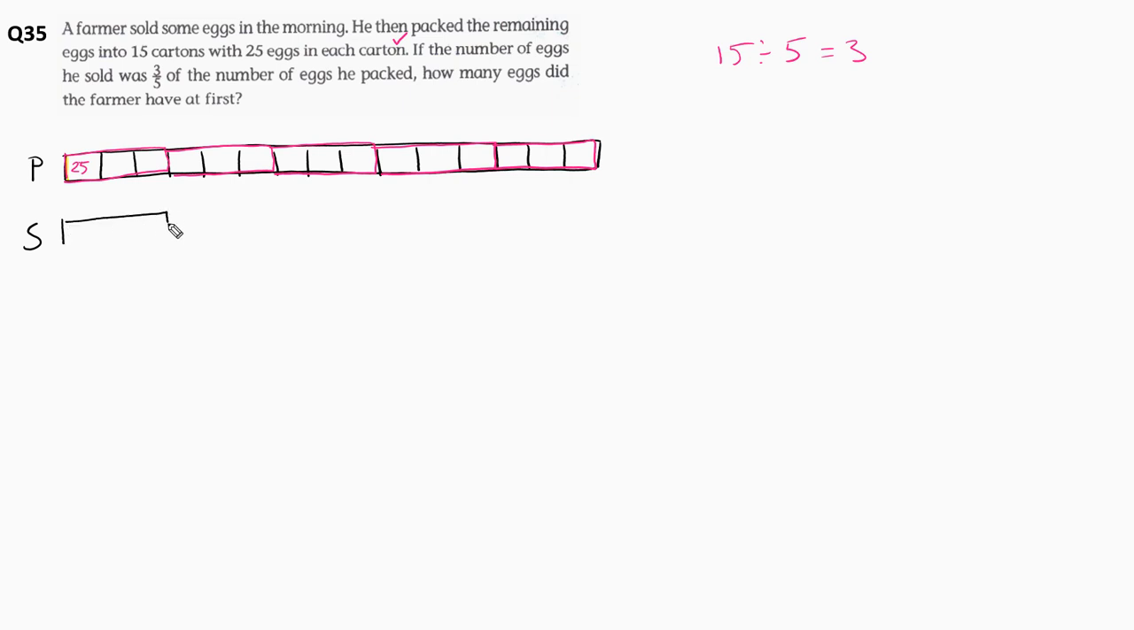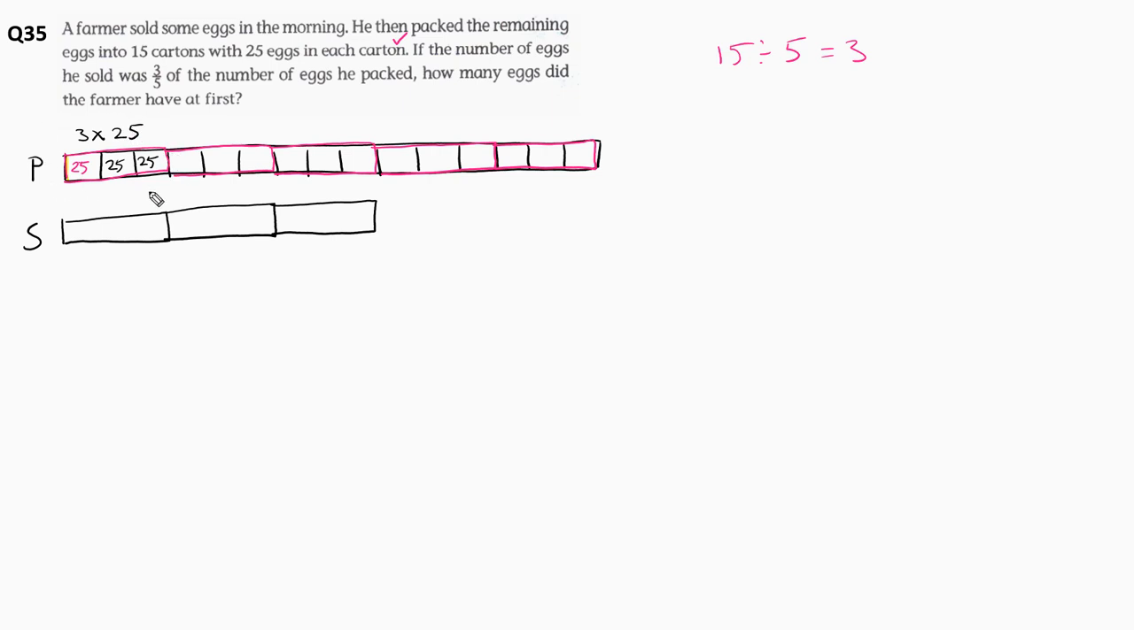Okay, so that's 1/5, 2/5, 3/5. Okay. How many eggs did the farmer have at first? Well, we know that each of these has a value of 25. Okay, that's 25, that's 25, and that's 25. What we could do is, I mean, there's all sorts of ways we could decide to calculate this. We could just decide, okay, I can see that one of these fifths is 3 times 25.